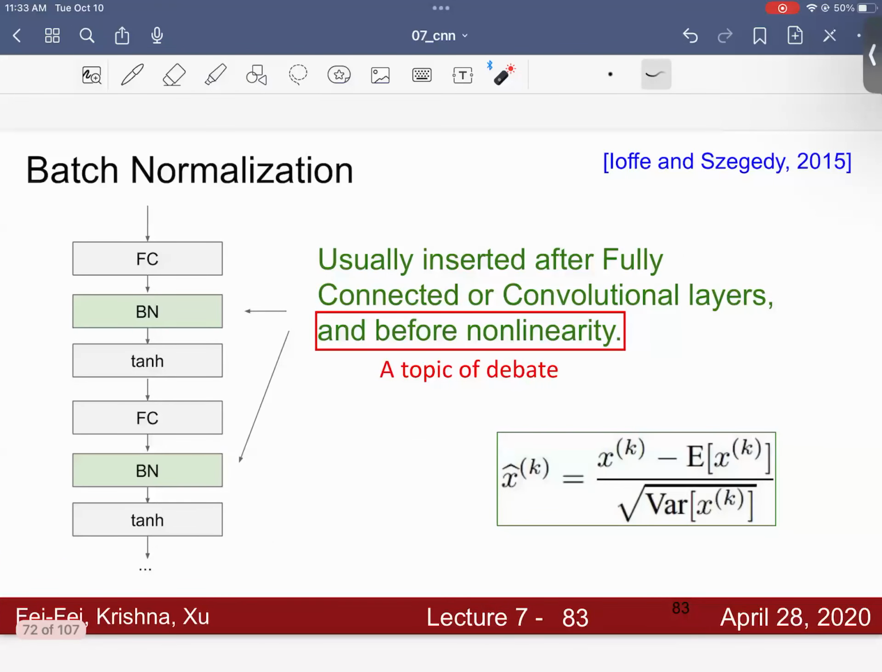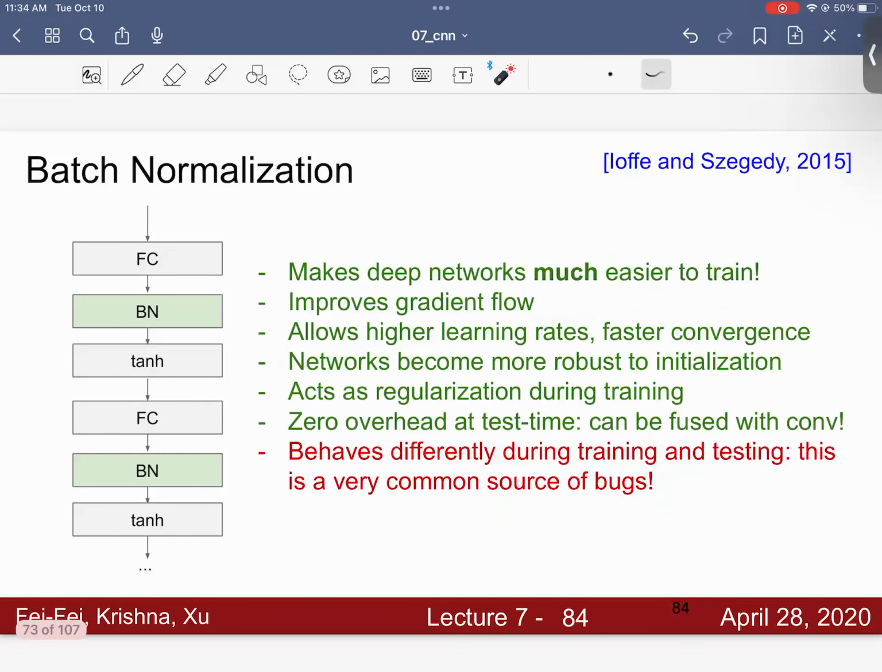Where do you use batch norm? Do you use batch norm before nonlinearity or after nonlinearity? But this is kind of old news, so we can skip this. Right. The problem is that it behaves differently during training and testing. This is a very common source of bugs. So that was batch norm in theory.